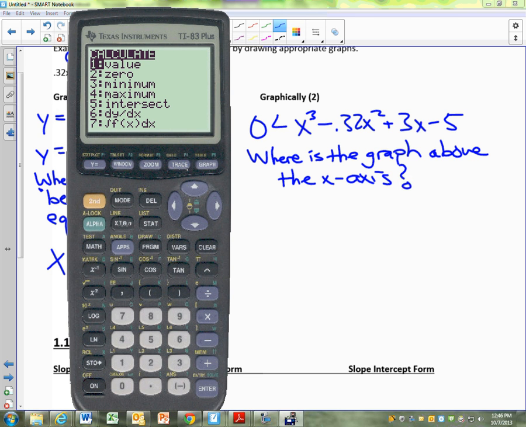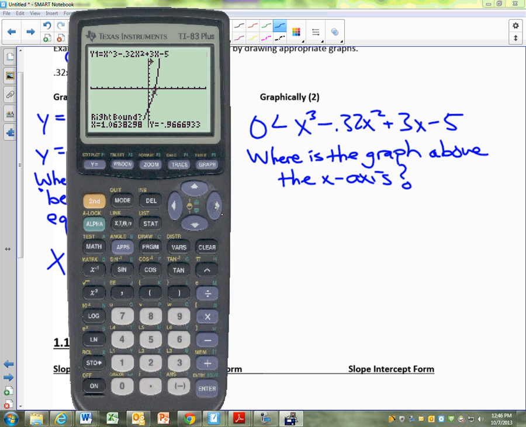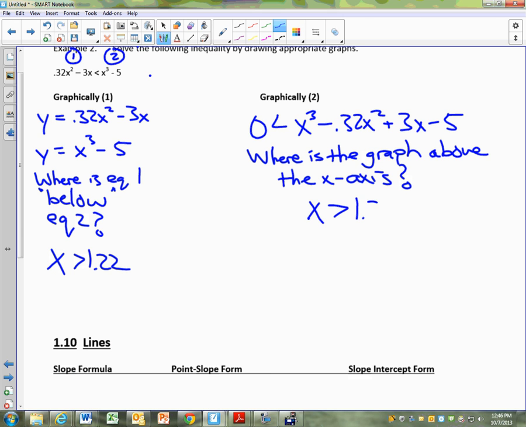You're looking for where it crosses the x-axis or the 0 of the function. Move to the left. There. Press enter. Move to the right. Press enter. No, we don't want to guess. You can see from 1.22 and on towards infinity, the graph is above 0. So x greater than 1.22. If it asks to express it in interval form, 1.22, infinity, done, and done. That's it. You're so smart.